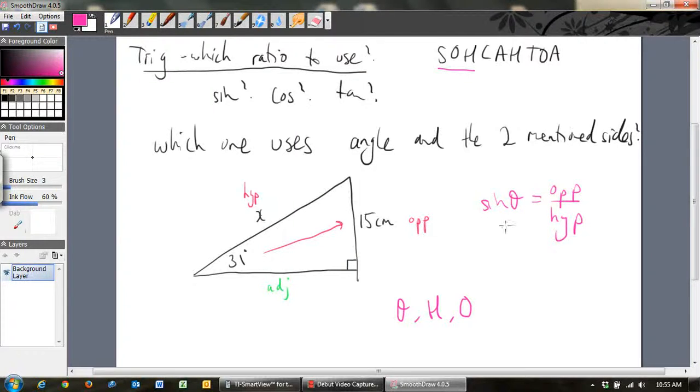And so for this particular triangle, what we have is sine theta, the angle is 31, so sine 31 is equal to opposite, so 15, over the hypotenuse, which is x. And so there's our ratio. That's what we're after for this particular triangle. We're using the sine ratio to connect the angle and the two sides, the opposite side and the hypotenuse.